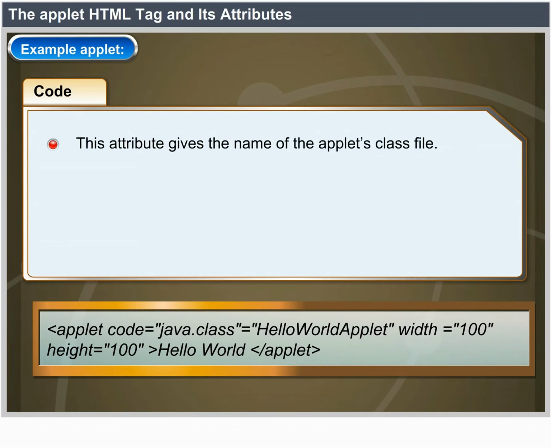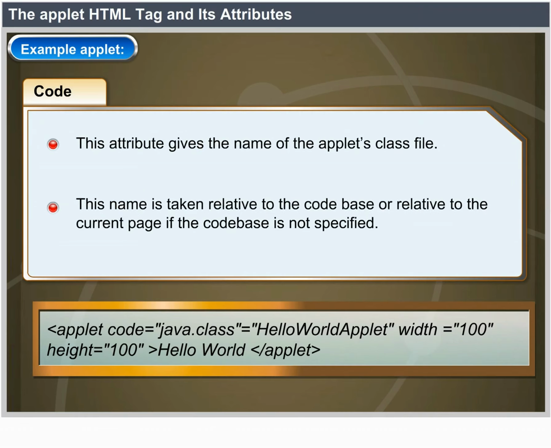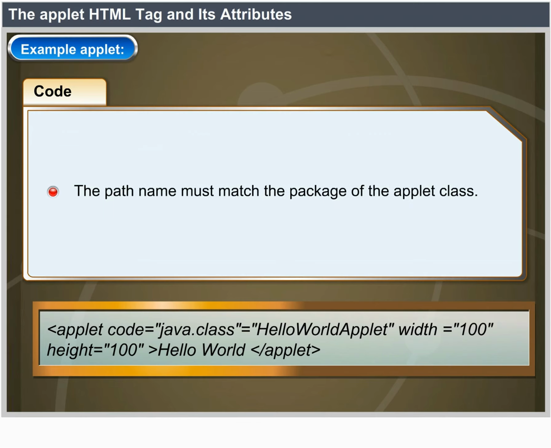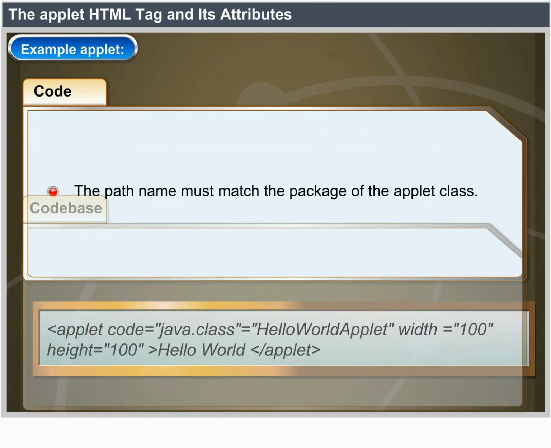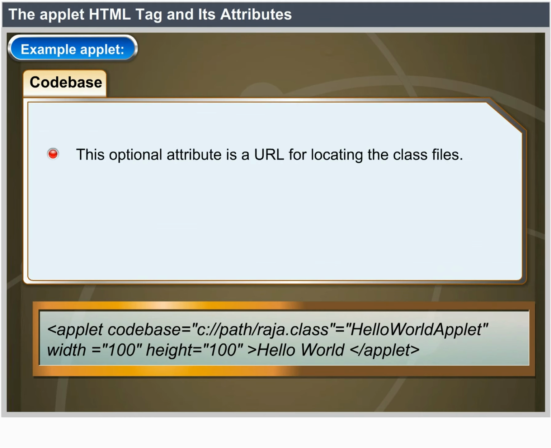Code. This attribute gives the name of the applet's class file. This name is taken relative to the code base or relative to the current page if the code base is not specified. The path name must match the package of the applet class. Codebase. This optional attribute is a URL for locating the class files. You can use an absolute URL, even to a different server.